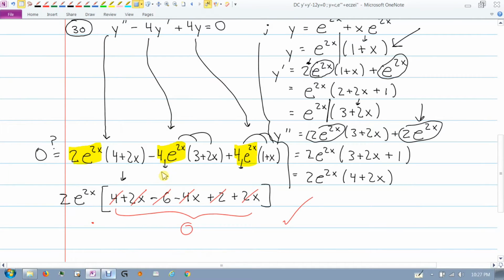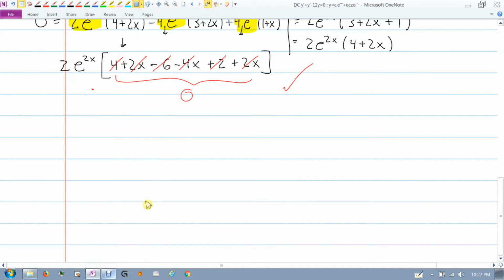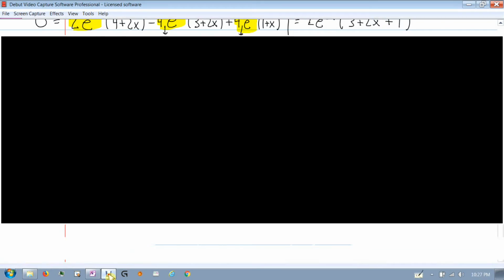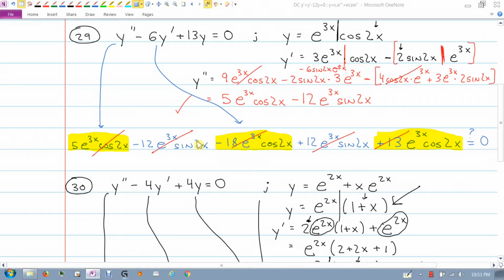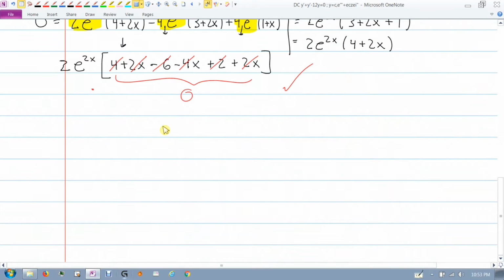Let's see how much time I've got on this thing. 30 minutes. 31. Yeah, this is a good place to just stop. Okay, you're going to be working number 31 here.